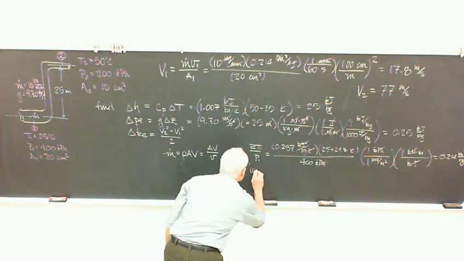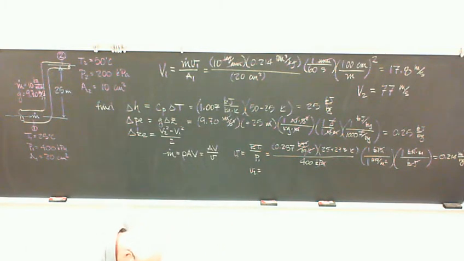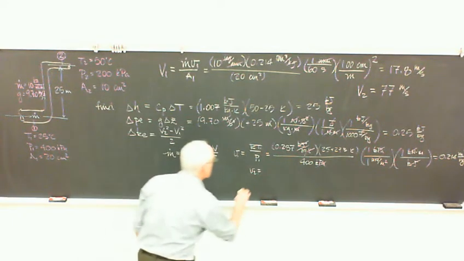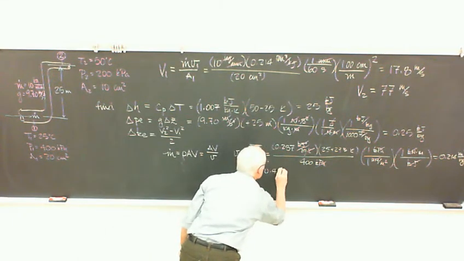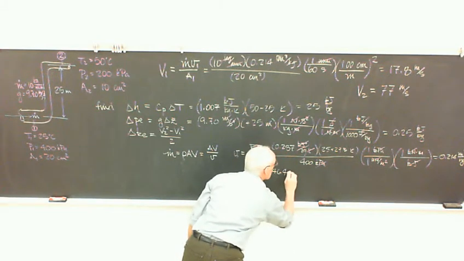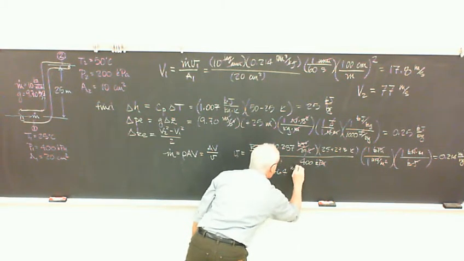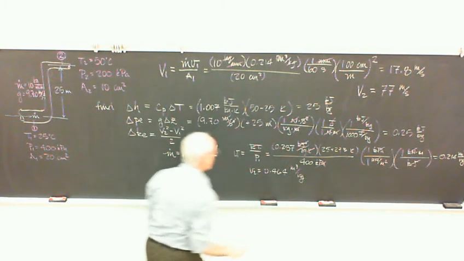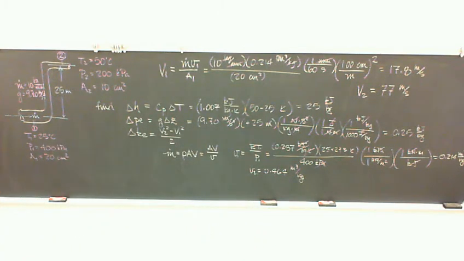So you can check V2, 464, so it almost doubled. Actually more than doubled. Specific volume more than doubled between the inlet and the outlet. That's 277,000 kilometers per hour. That's some fast air.